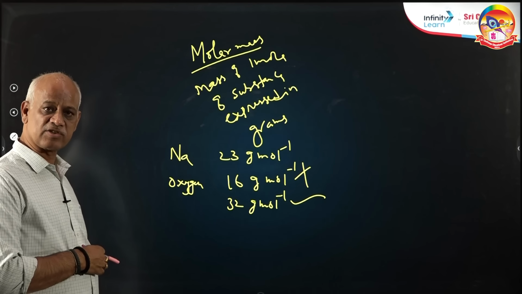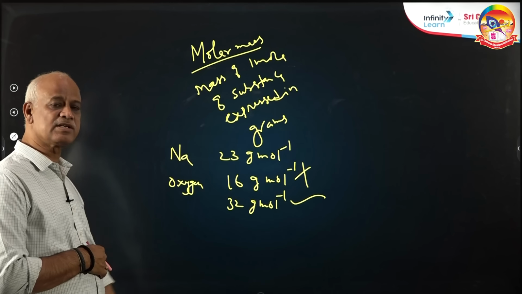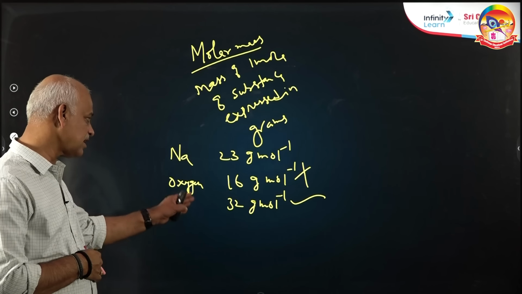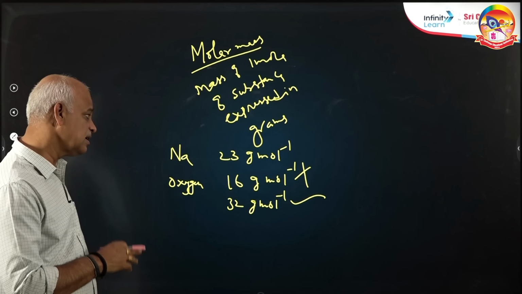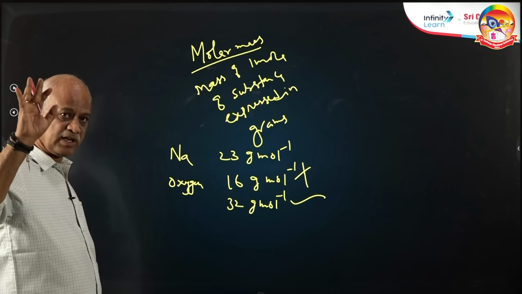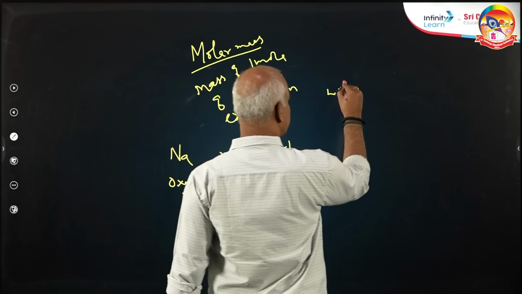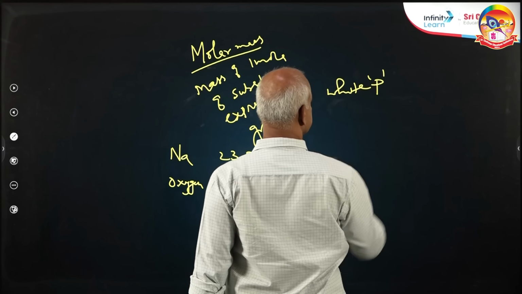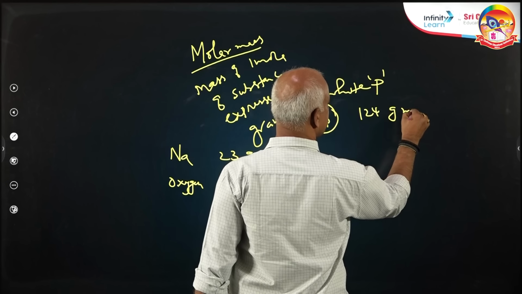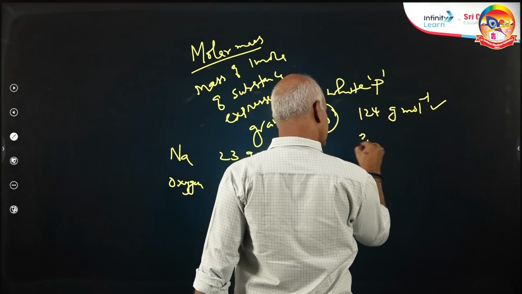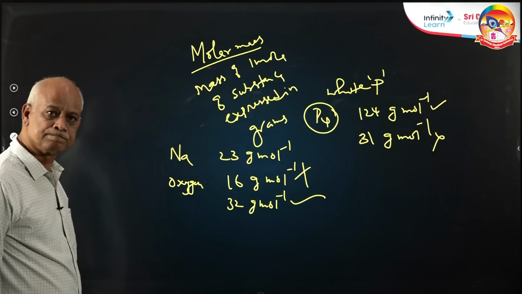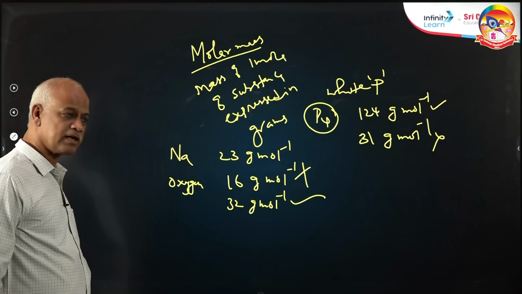Molar mass is always related to molecular weight. Since sodium is monoatomic species, its atomic mass actually is considered. But for oxygen, atomic weight is 16, molecular weight is 32. So once you say molar mass, don't take 16, take 32. Similarly, white phosphorus exists as P4. Therefore, 124 grams per mole is correct. 31 grams per mole, wrong. Hope you understood the concept of molar mass.